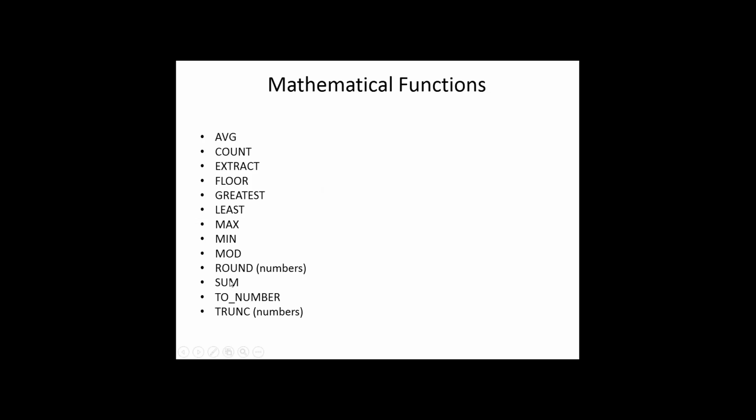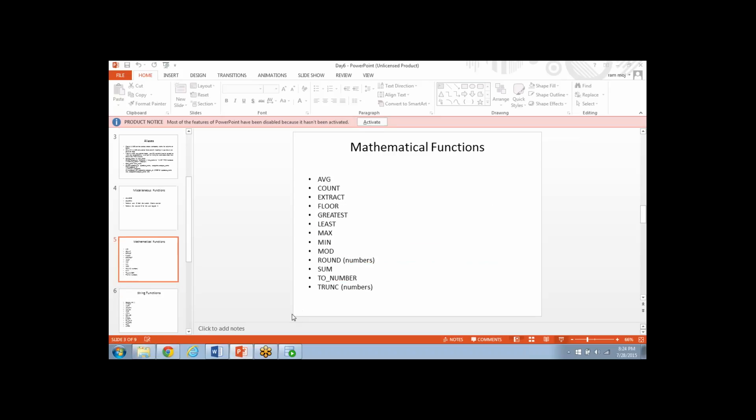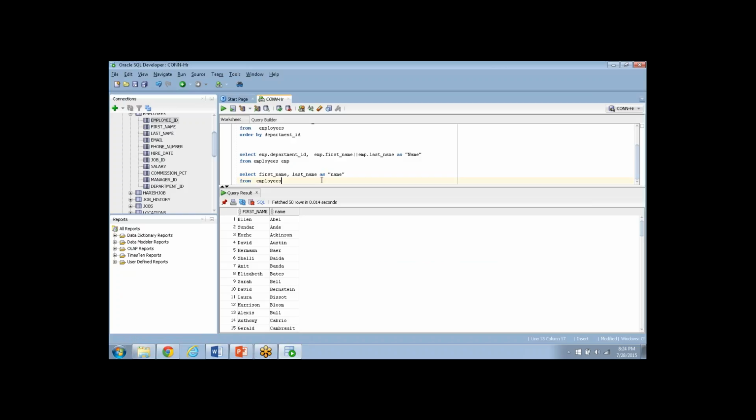And if you want to see the sum, I just want to see how much I'm paying to all employees in our organization. So we'll write sum of salary, which will tell us how much is going out. The to-number function we will cover later. So all these mathematical operations we will do on numbers.